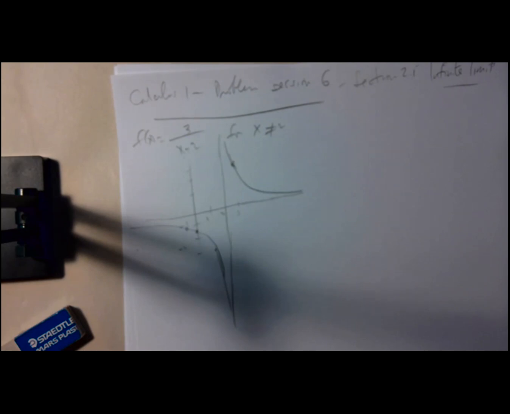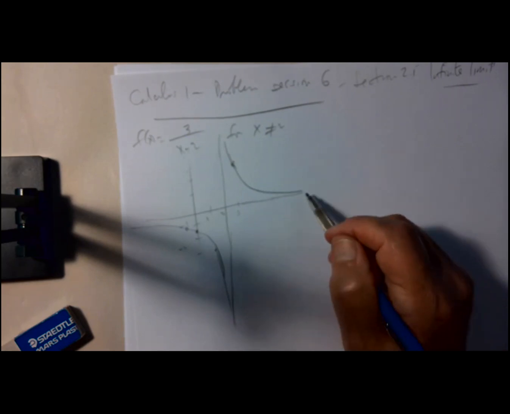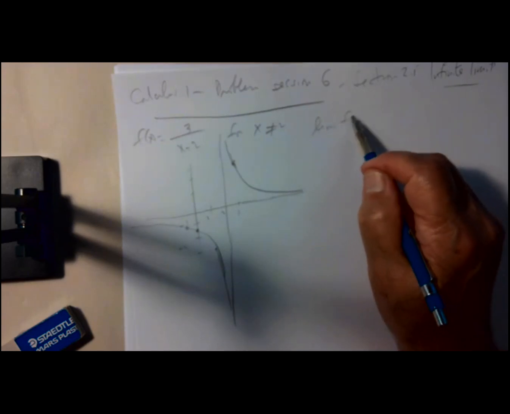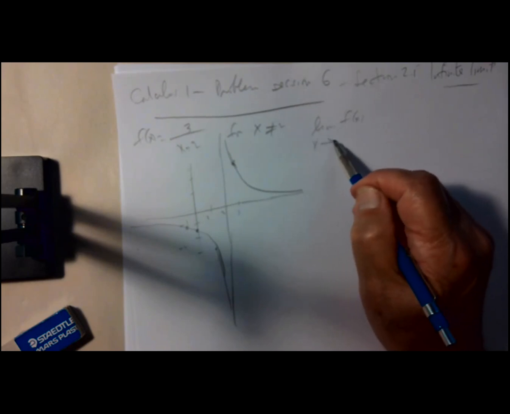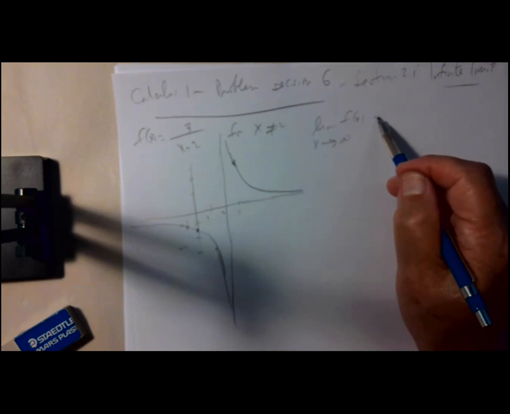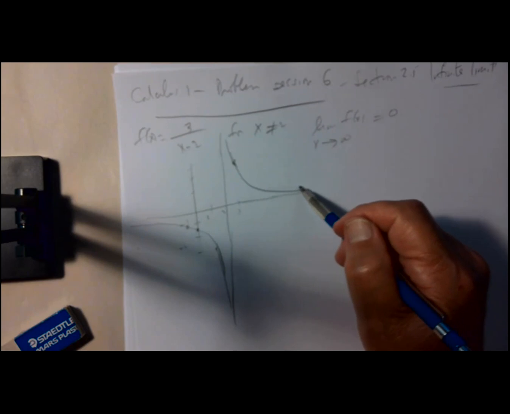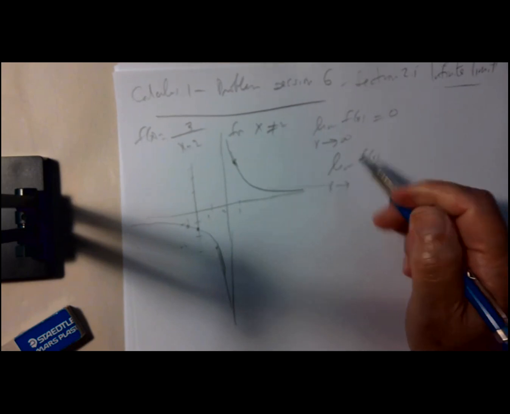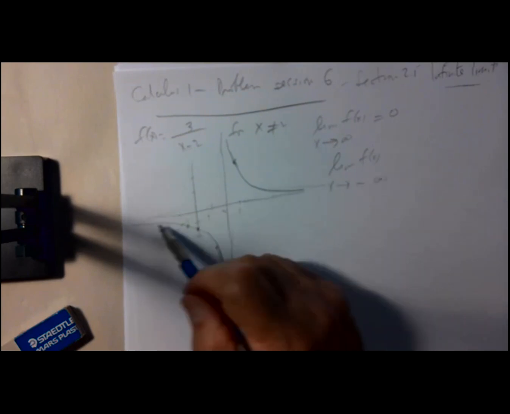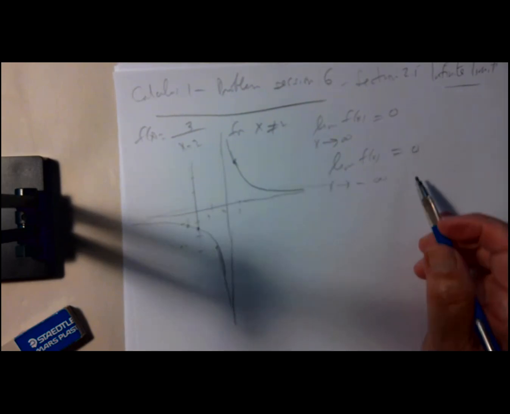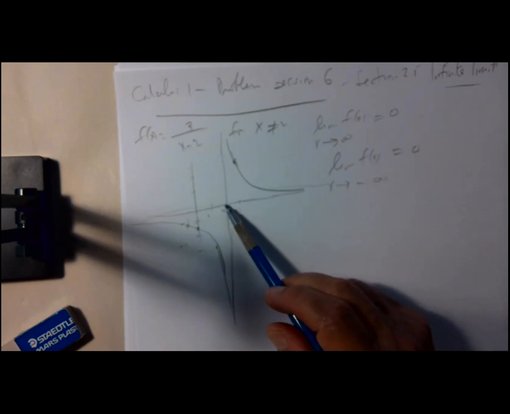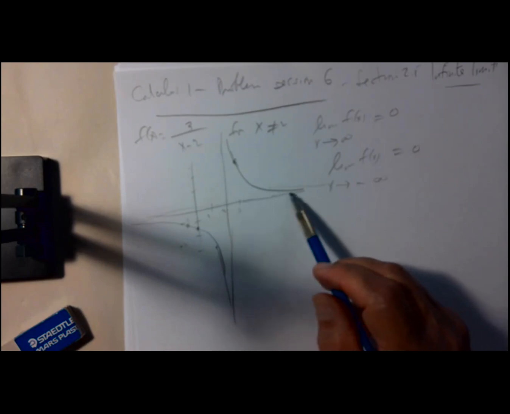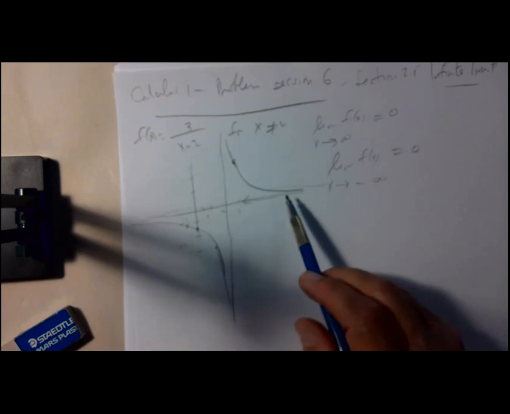And if you look at this function, we would say the following: the limit of this function f of x as x goes to infinity is 0. The limit of the function f of x as x goes to minus infinity is also 0. What about the limit as x approaches 2? Well, it depends whether you approach 2 from the right or from the left.